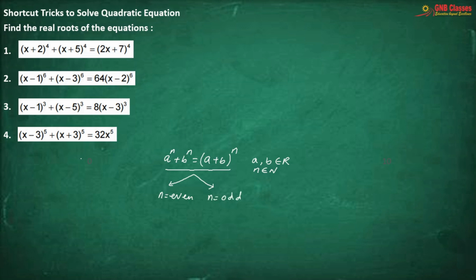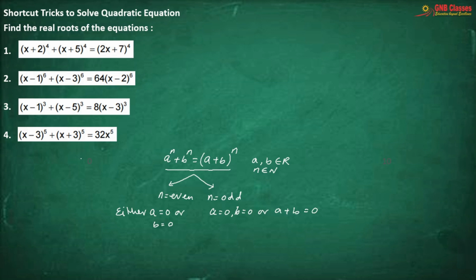When n is even, you simply write the real solution for this equation will be either a = 0 or b = 0. That's it. But if you find n is odd, then you write that the real solution for this kind of equations will be either a = 0 or b = 0 or a + b = 0. That's it. Have you understood this?